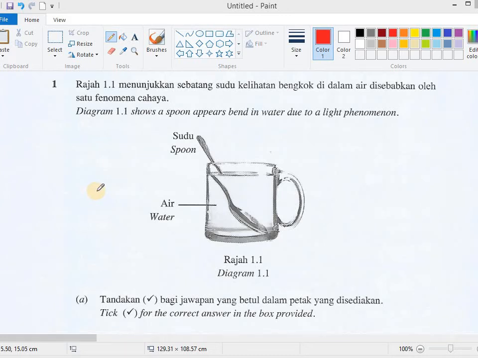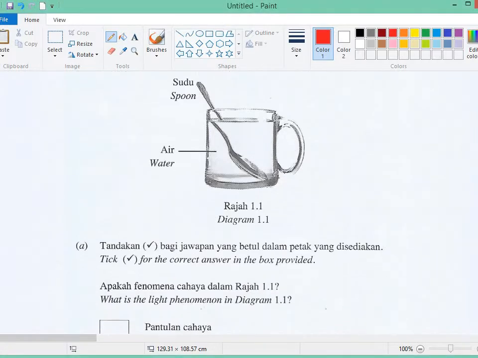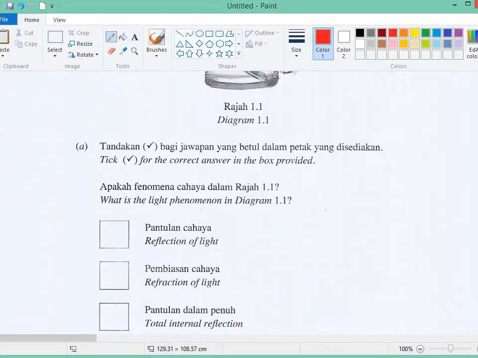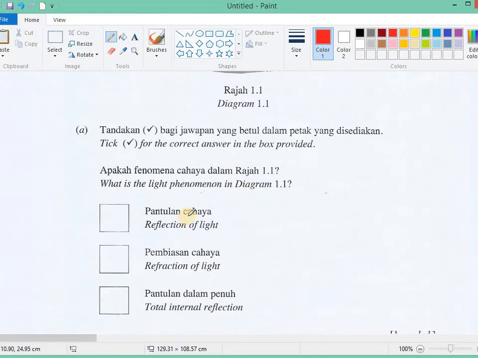Okay, diagram 1.1 shows a spoon appearing bent in water due to a light phenomenon. Tick the correct answer in the box provided. What is the light phenomenon? So this is very simple. This is obviously refraction of light. Okay, refraction of light. So make sure you read the question.